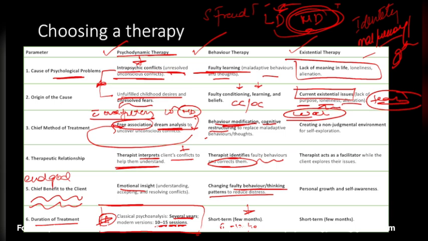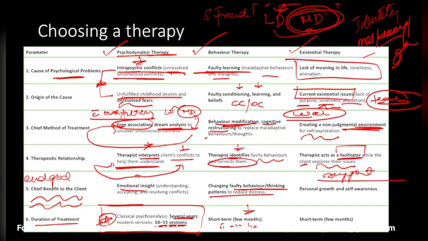Now, what are the chief methods of treatment? It creates a non-judgmental environment where the person undergoes self-exploration, and the therapist acts as a facilitator. Here the therapist doesn't identify any faulty behaviors. They don't interpret, so they don't spoon-feed the client as to what the therapist thinks the conflicts are and how the client should understand them. The therapist just facilitates, that is, helps the client explore themselves. They provide support but don't do the exploration for the client. Here the end goal is personal growth and self-awareness, and again it is also short-term therapy.